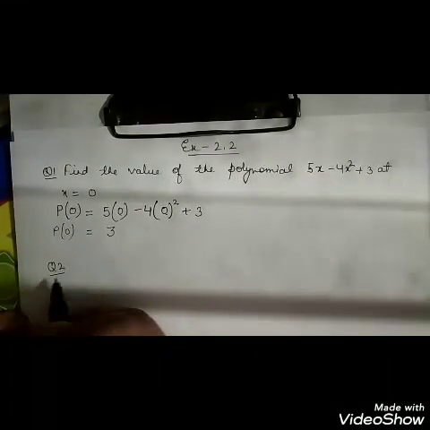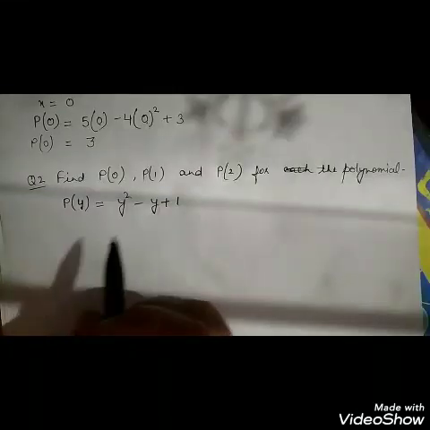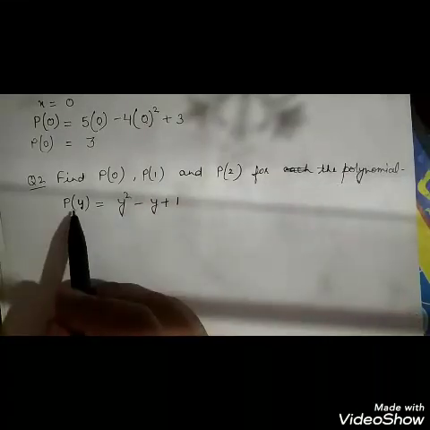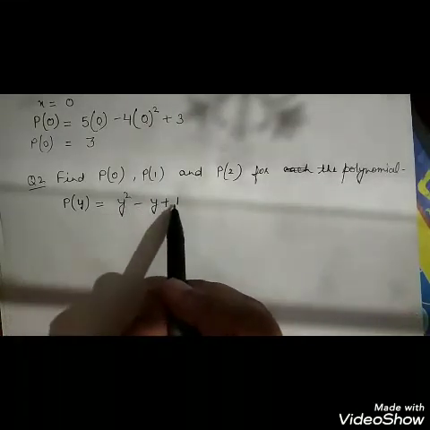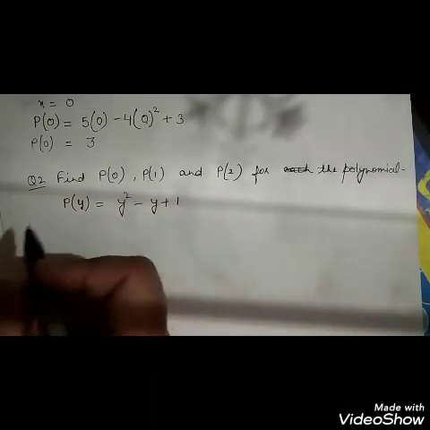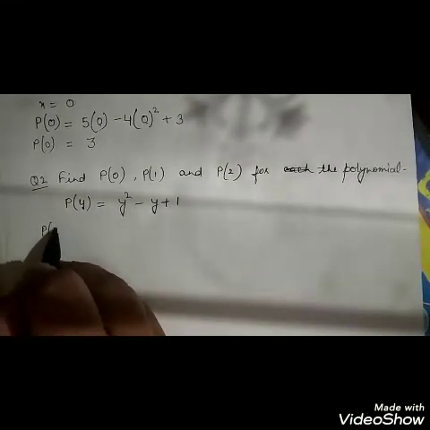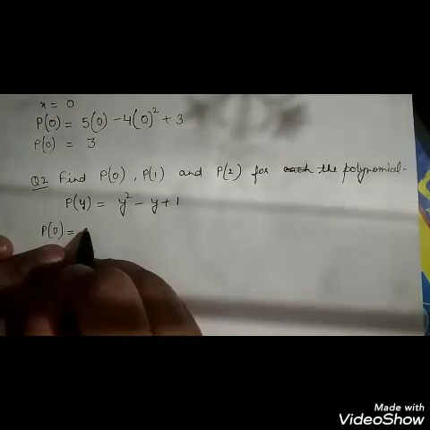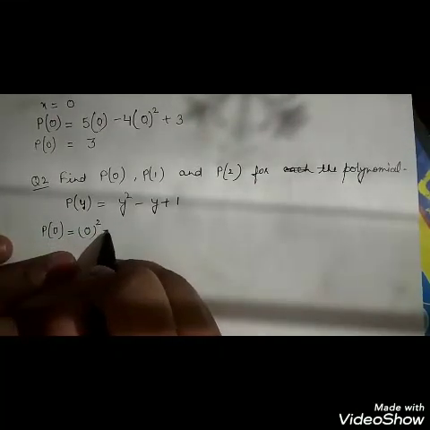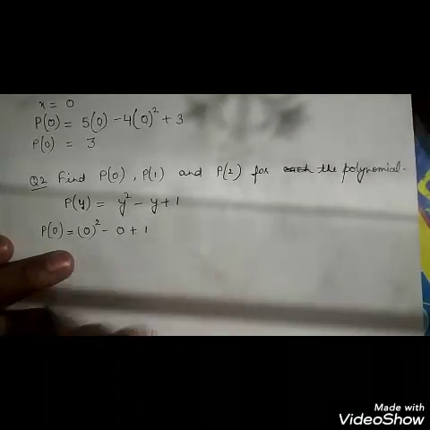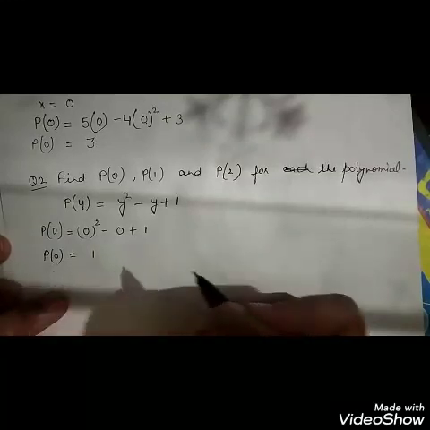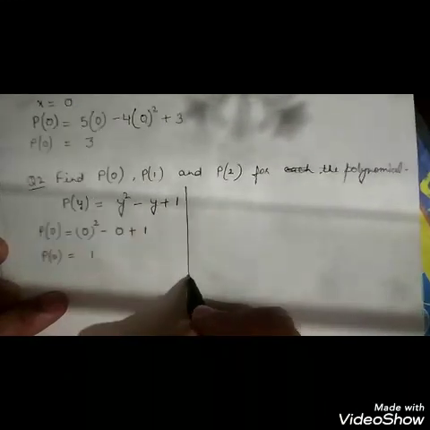Question number 2. Find p(0), p(1) and p(2) for the polynomial p(y) = y² - y + 1. First of all, we will find p(0). So what we need to do is we will substitute 0 in place of y. So 0² - 0 + 1, that is 1. p(0) is 1. Now p(1).